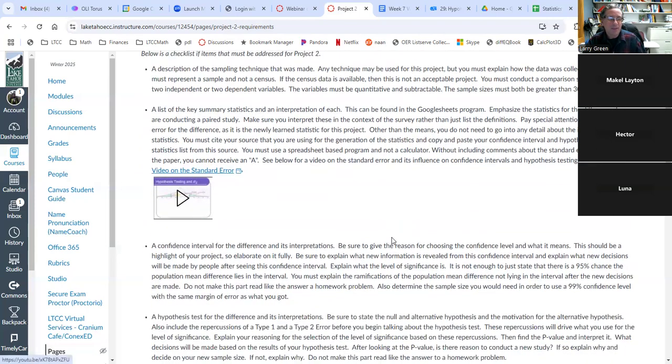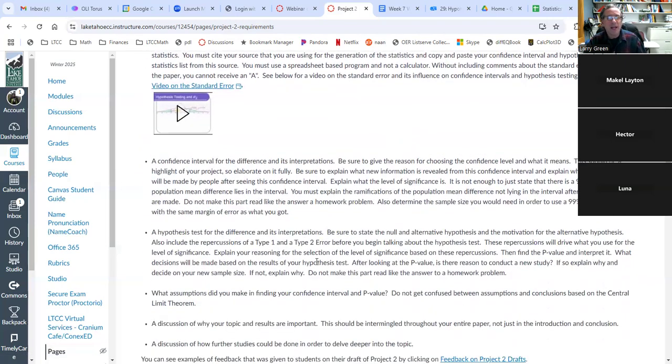So again, this is a lot of hypothesis tests and confidence interval. You should go into detail of the confidence interval. You should go into detail of the hypothesis test. And here's something important. These should be separate portions of your project. Do not in the same paragraph talk about the confidence interval and the hypothesis test.